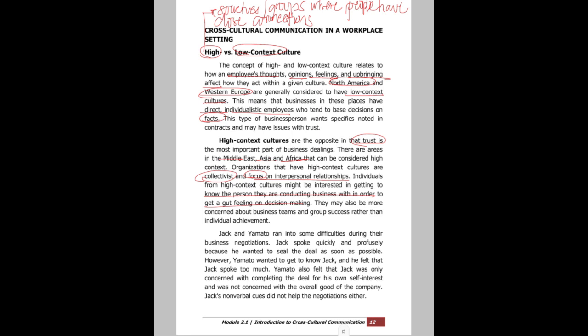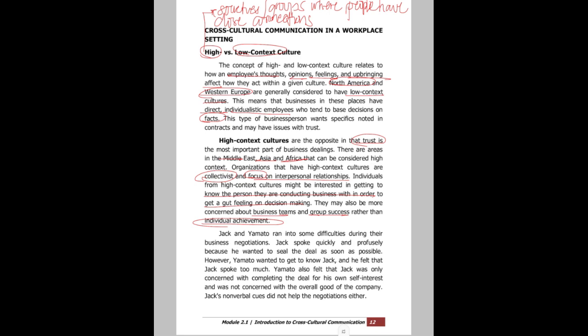So they may also be more concerned about business teams and group success rather than individual achievement. So as mentioned a while ago. So for example, yung nabanggit natin kanina, Jack and Ramoto ran into some difficulties during their business negotiation.